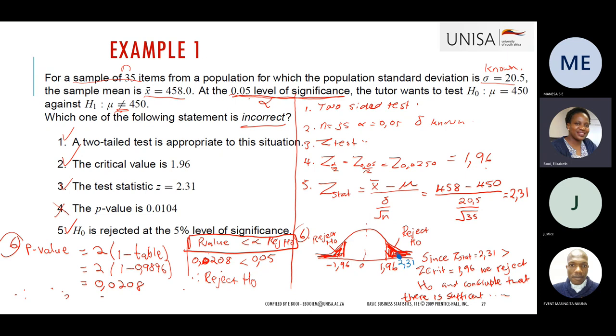Okay, any questions relating to hypothesis testing for the mean when the population standard deviation is known?